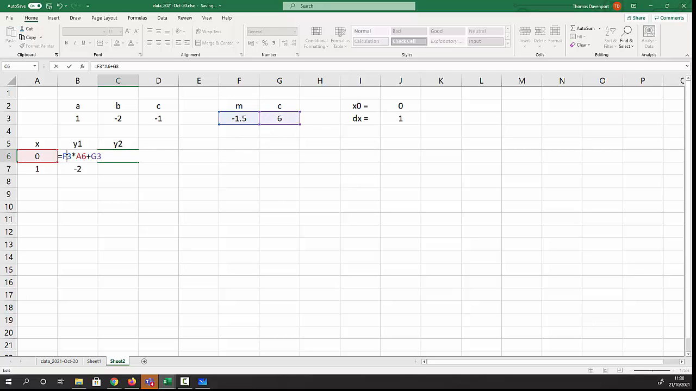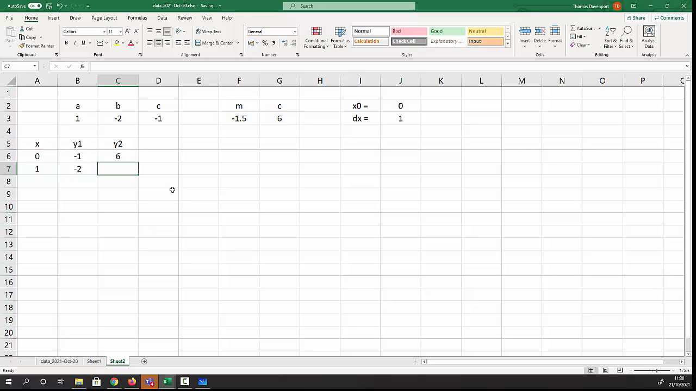Okay, and I need dollars in front of the 3's again, so there's a dollar there and a dollar there. Put that in, and that's the value 6, and I need to copy that down as well, so I'll copy that there. Now, because the x value here is just a single value from this cell here, that doesn't have the incremental counter which this one does, which is why I put the second line in.